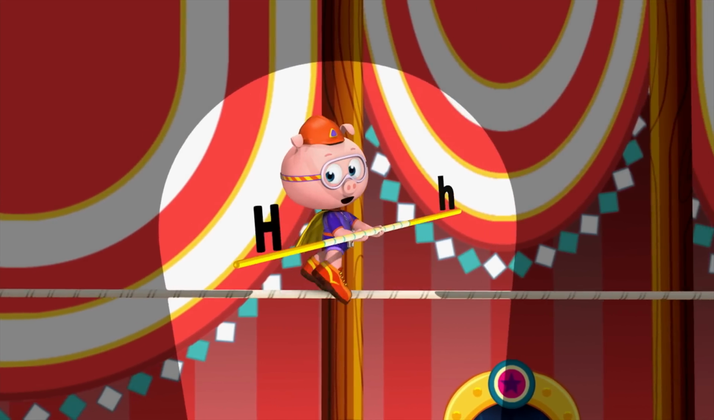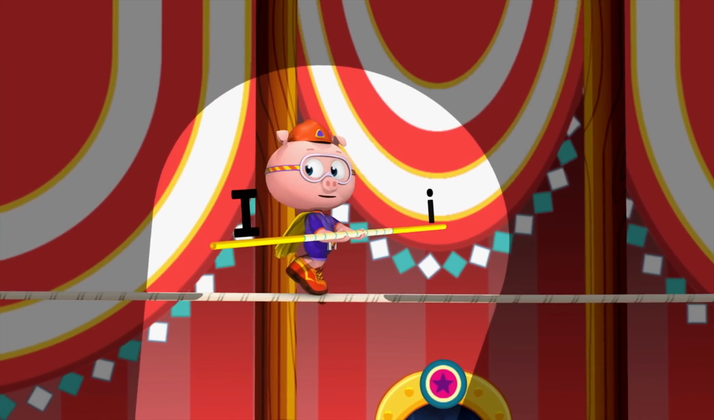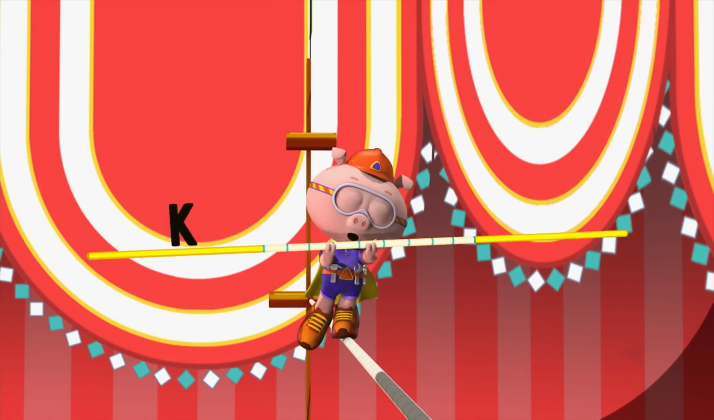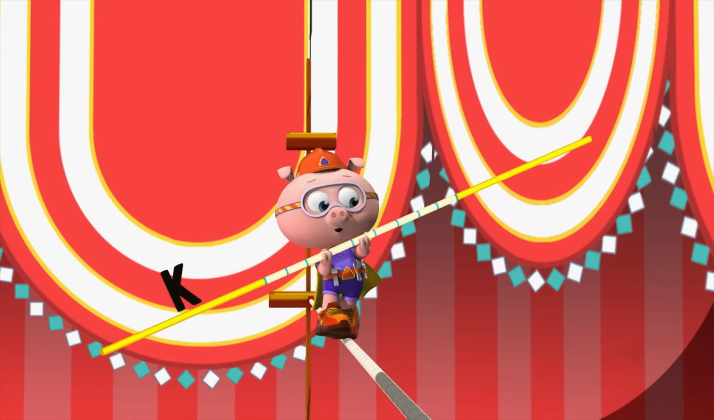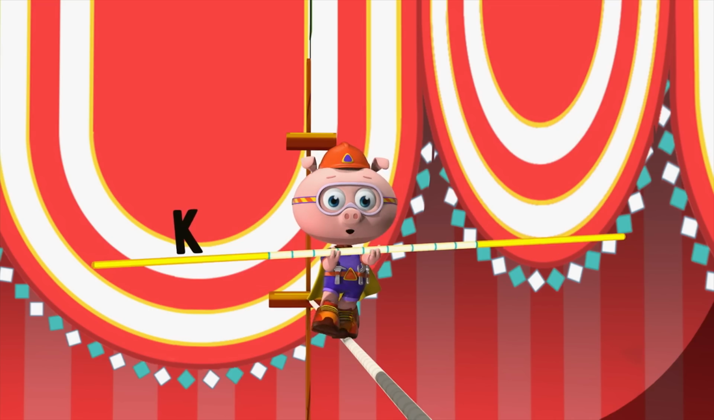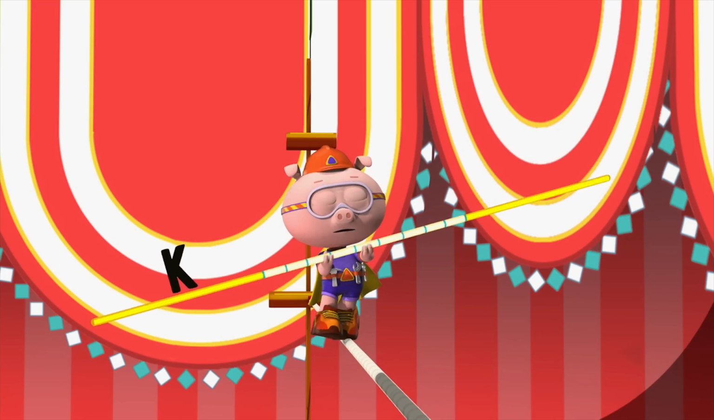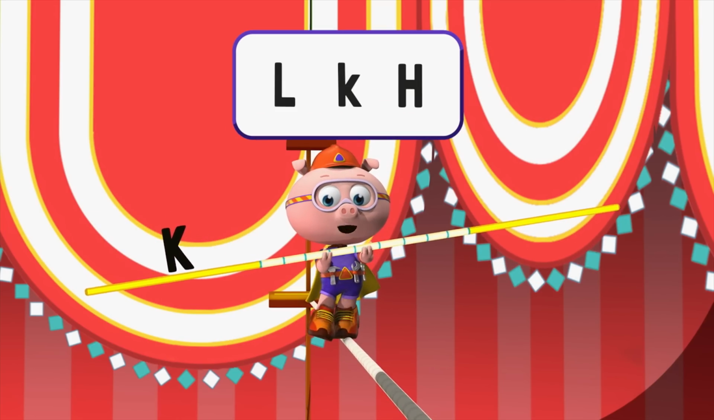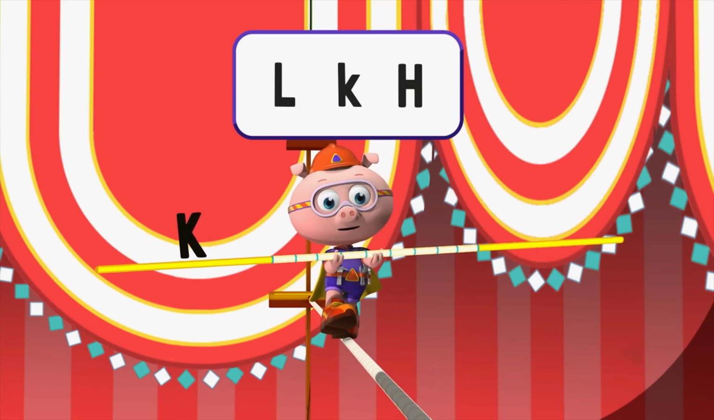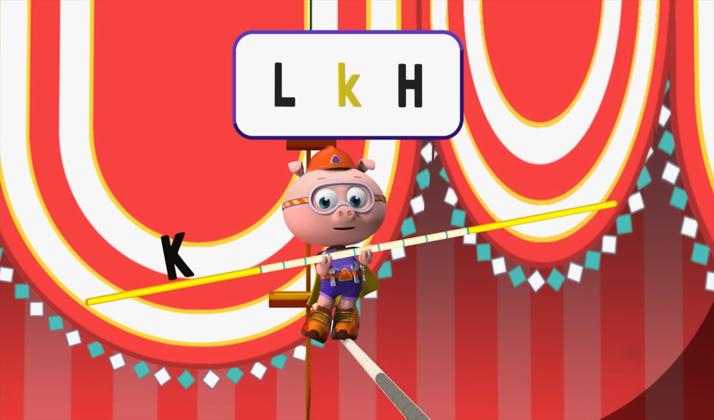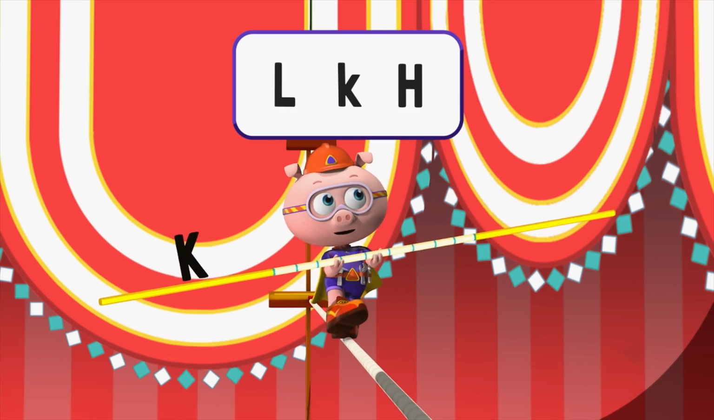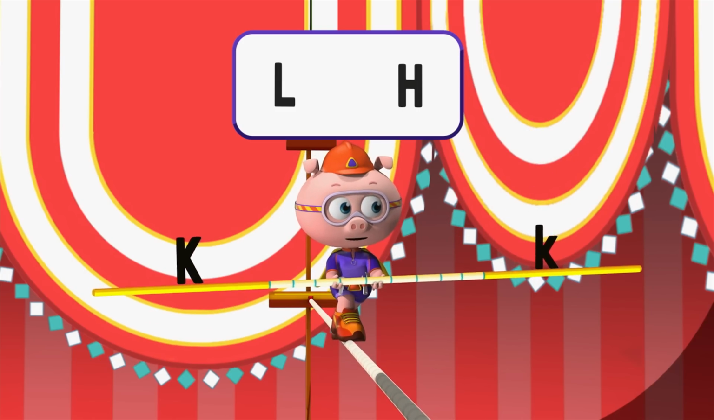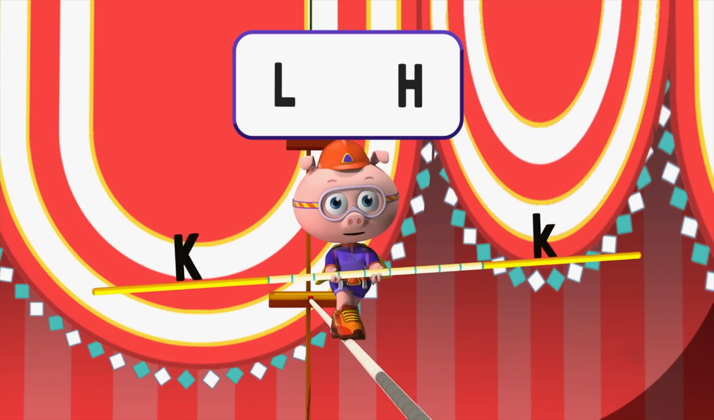G, H, I, J, K. Oh! Whoa! We need to find the lowercase k to balance. Where's the lowercase k? There! There's the lowercase k. Phew! Amazing! Let's keep going.